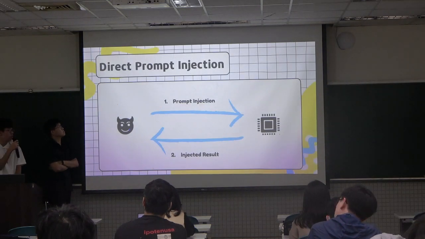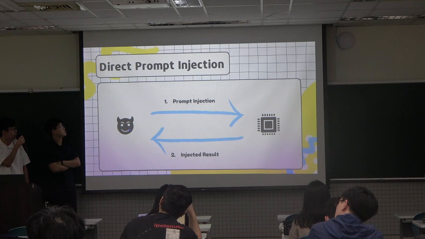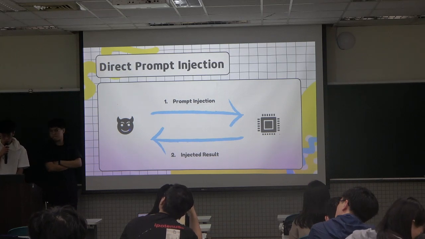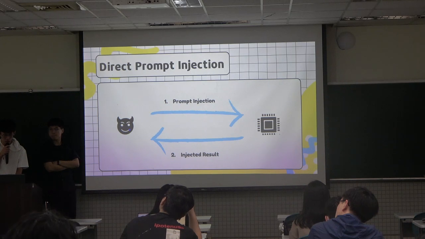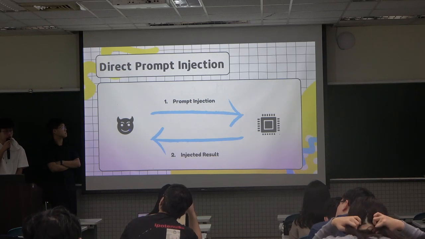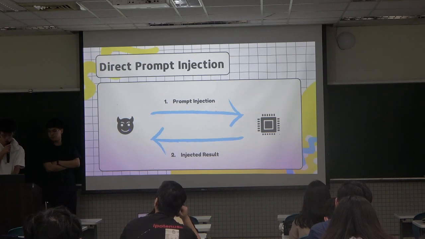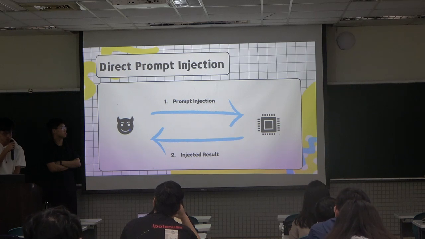Now I'll introduce 2 types of prompt injection. One is direct prompt injection, and the other is indirect. Direct prompt injection is when a malicious user uses a bad prompt to try to reveal important information or other information that the large language model doesn't want to let other people know.